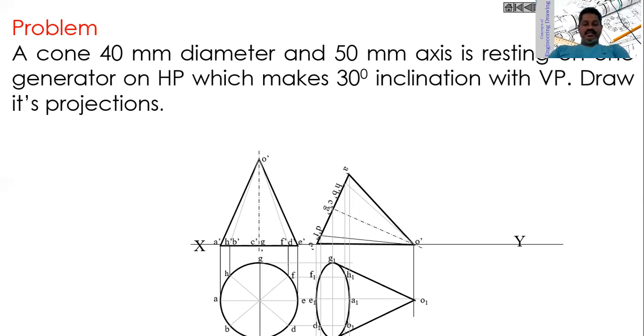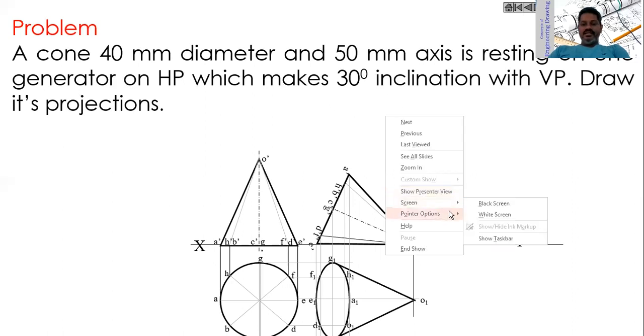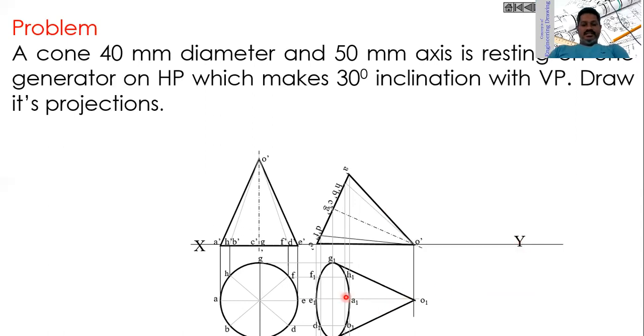Then consider the second condition. The second condition in this case is that the axis of the cone is making an angle of 30 degrees with the vertical plane. So this is exactly the top view of the cone when one of the generators is lying on HP. This is the first condition. The second condition is that this axis is horizontal. Now this axis is making an angle of 30 degrees with the vertical plane. So draw an inclined line at an angle of 30 degrees with the vertical plane like this.